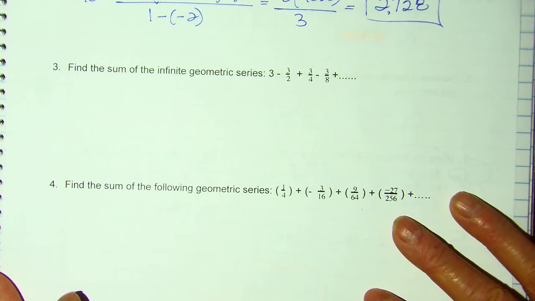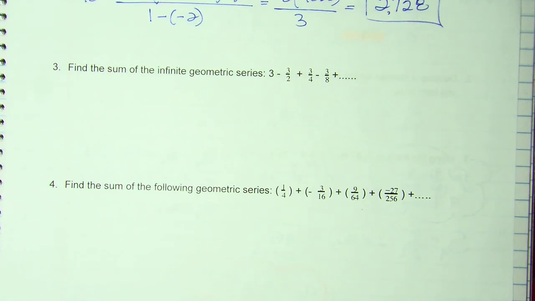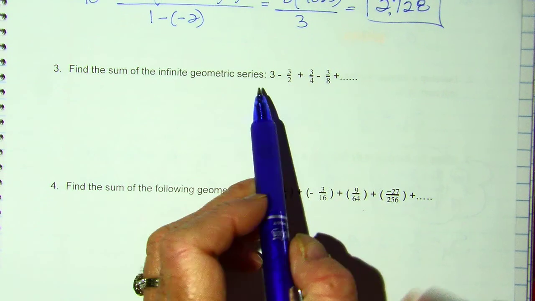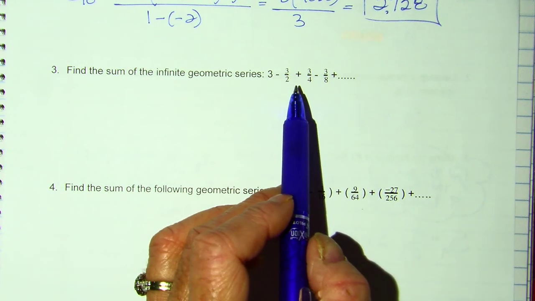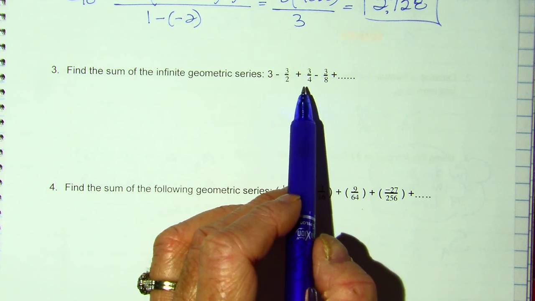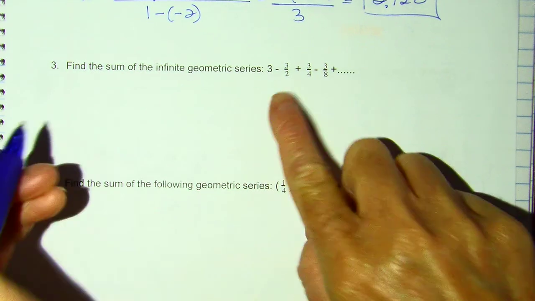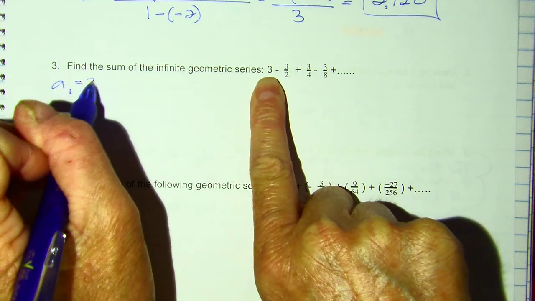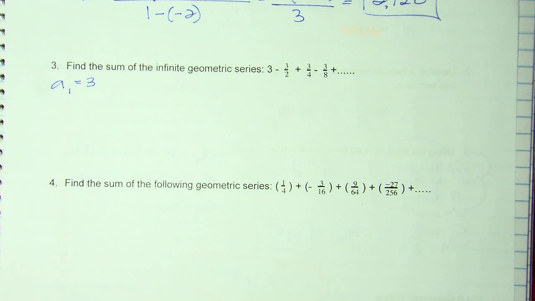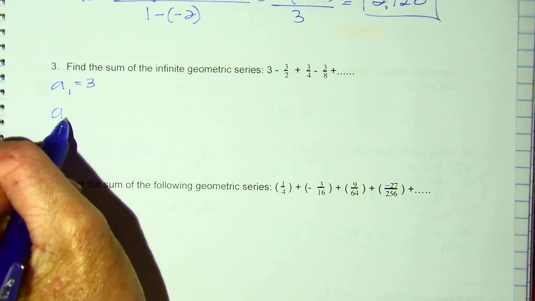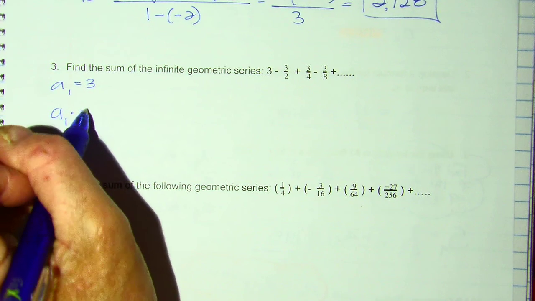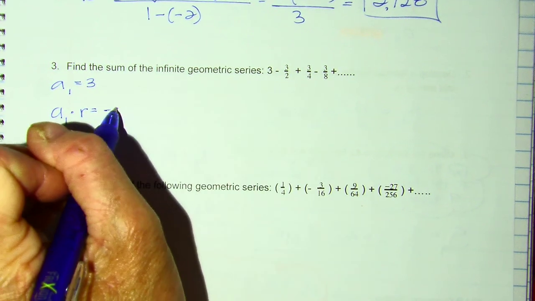All right, so let's move on now to some more complicated ones and see if hopefully I set this up correctly. So I have 3 minus 3 over 2 plus 3 over 4 minus 3 over 8 and so forth. In an infinite geometric series, I'm going to set this up a little differently. First, I know my first term, right? I know a1 equals 3. I don't know what r is though. a1 times r gave me the second term of -3 over 2.